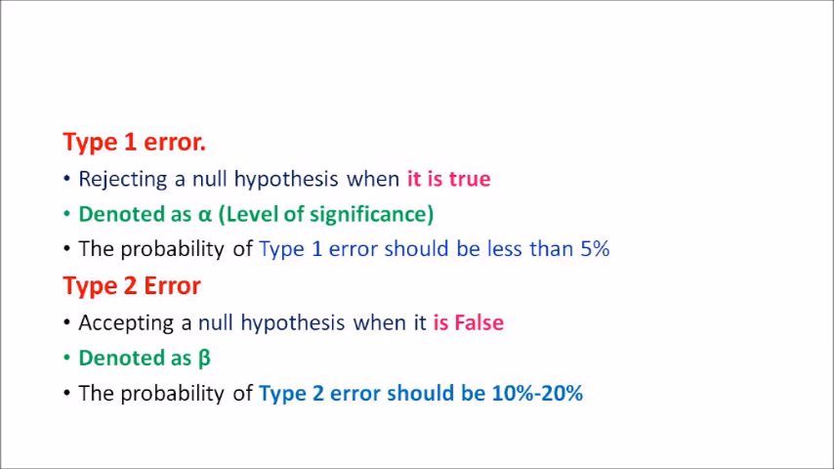Type 2 is accepting a null hypothesis when it is false, denoted as beta. So alpha is type 1, and beta is type 2. The probability of type 2 error should be between 10 to 20%. Study this by heart.